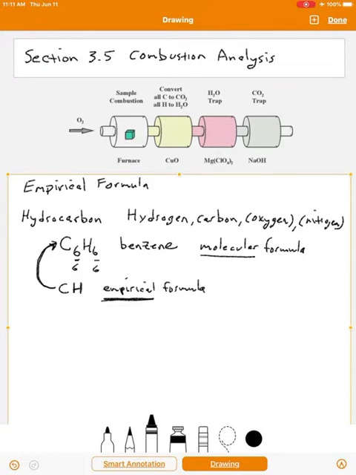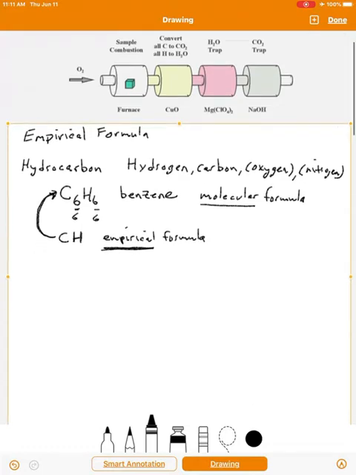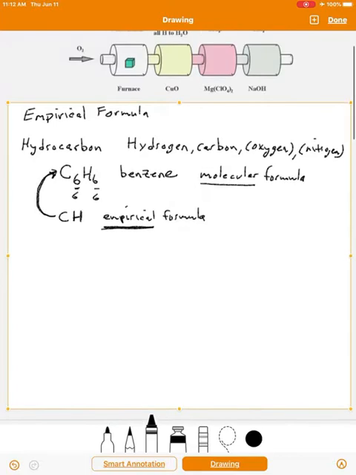Up here in this figure is a diagram of a combustion analysis instrument. Most combustion analysis instruments are similar to this. What you do is you flow oxygen through an inlet port, which then mixes with the sample at high temperature. The high temperature takes place in a furnace, and high concentrations of oxygen gas with high temperatures will result in a reaction of hydrocarbons into carbon dioxide and water, and that's called combustion.